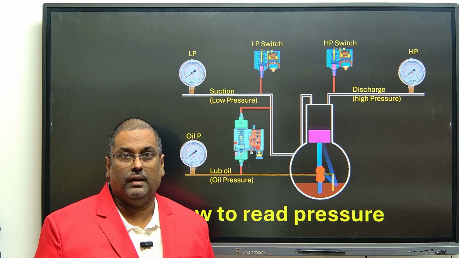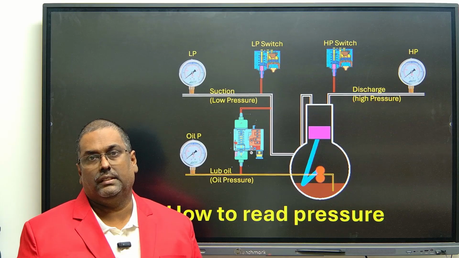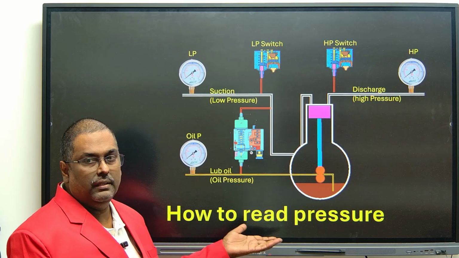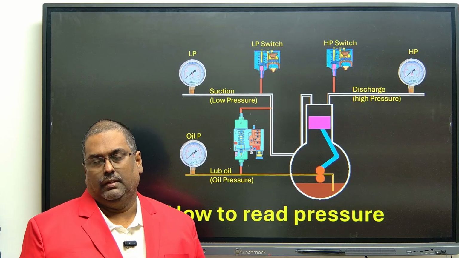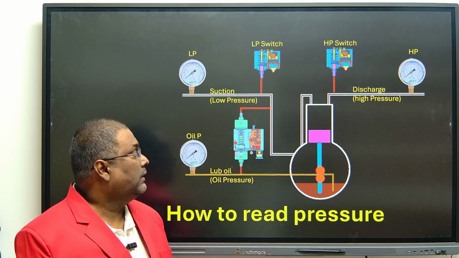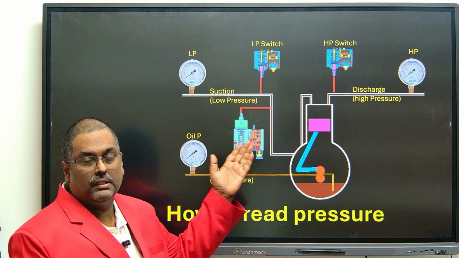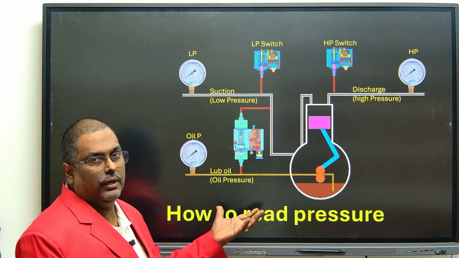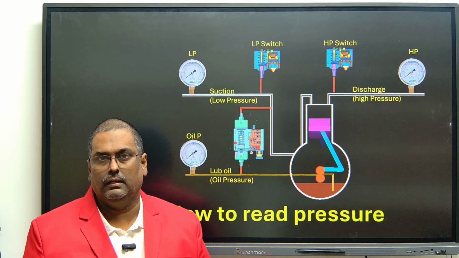Today's video is a continuation of the refrigeration and air conditioning system. Today we are going to discuss how to read the pressures. There are three pressures. Last class we saw about it: suction pressure, discharge pressure and lube oil pressure. So how to read it, and how to write it in the logbook.